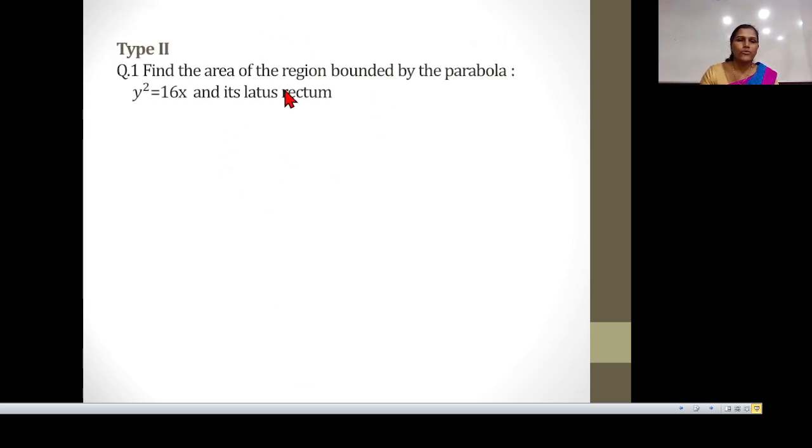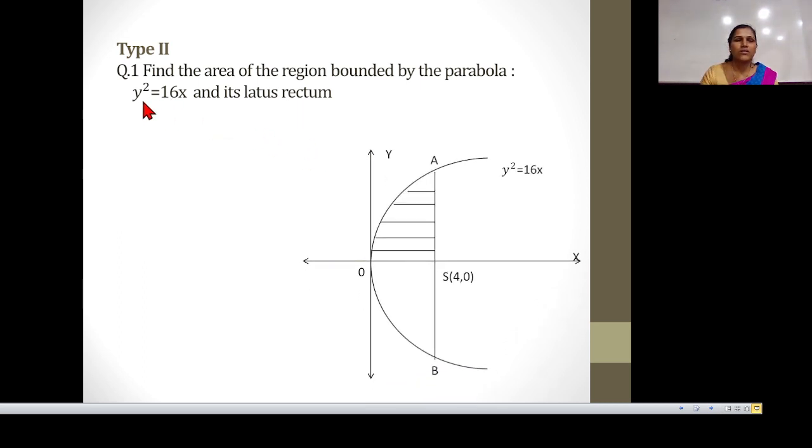Now we will move to our next type, that is type 2nd. In type 2nd, we are studying the first question. Find the area of the region bounded by the parabola y square is equal to 16x and its latus rectum. So here our curve is y square is equal to 16x and its latus rectum.